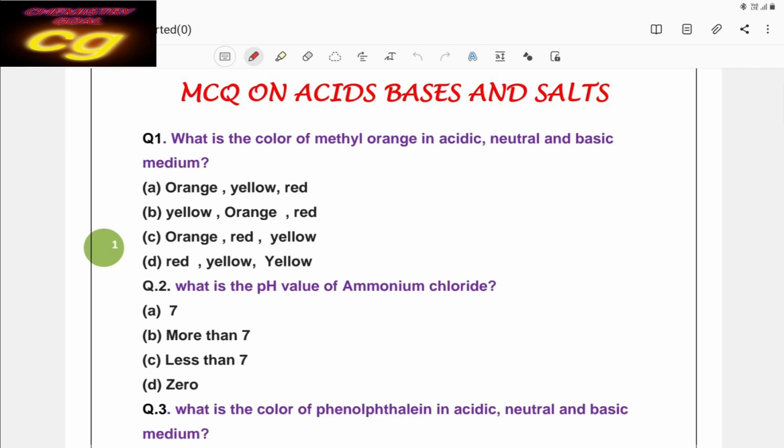Let us start the quiz based on acids, bases and salts. It is very important for your examination in different competitive examinations and also in the CBSE examination.